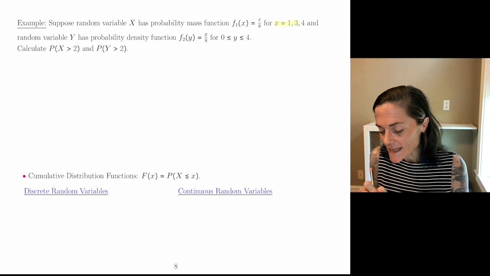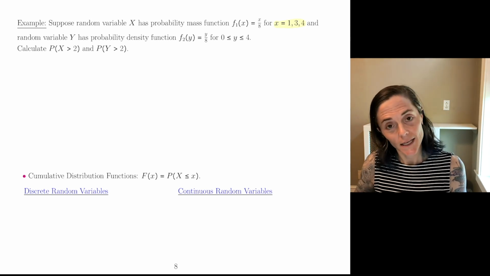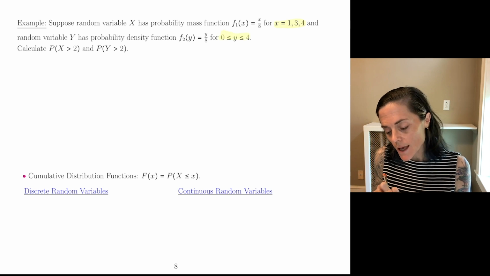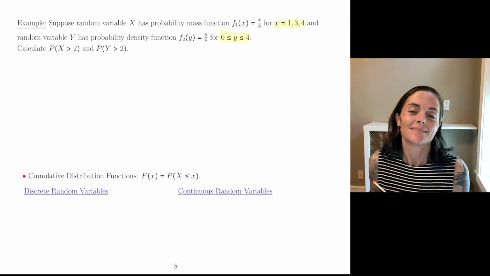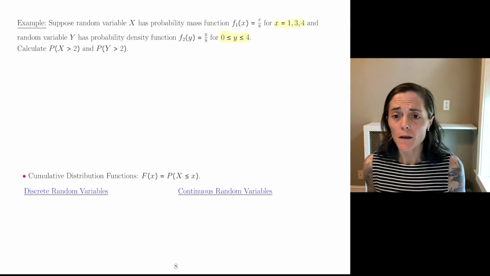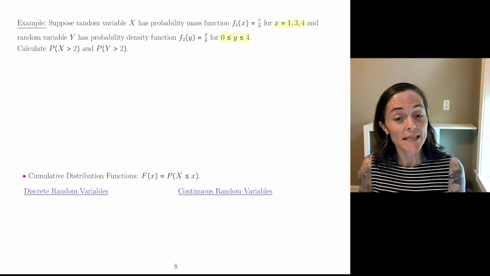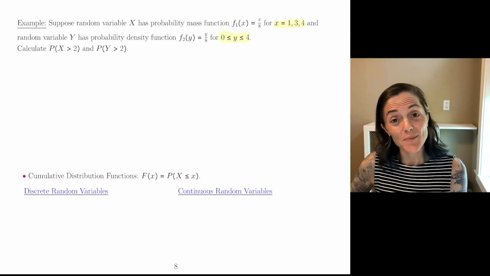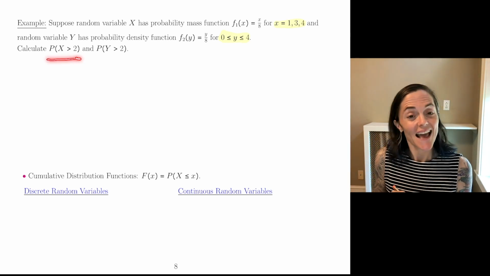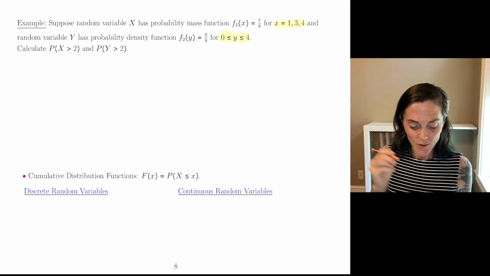Well, you notice that x takes on these finite values. X is definitely a discrete random variable. Moreover, y has values that occur in this interval. Y is a continuous random variable. Okay, well, the functions given, they look similar. F1 and F2, the formulas look similar, but how we calculate the probabilities is very different. So let's calculate the probability x is bigger than 2 and the probability that y is bigger than 2.